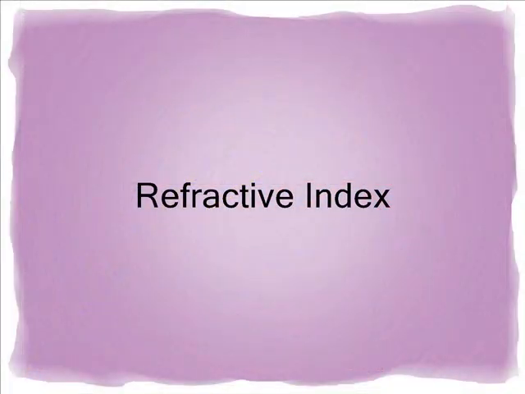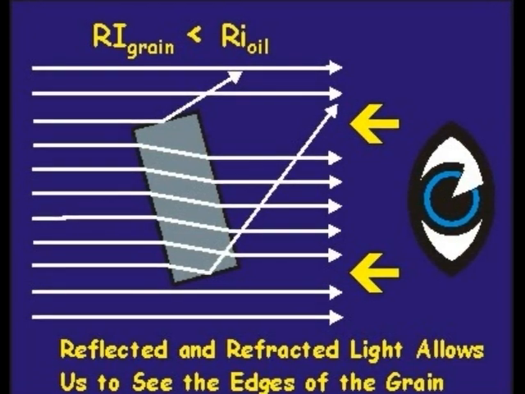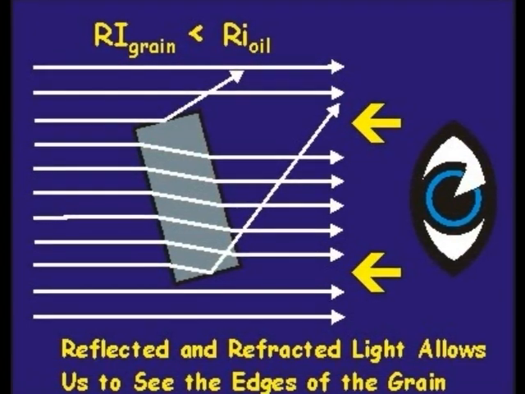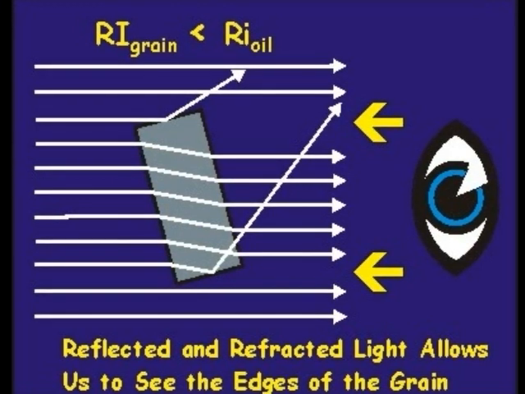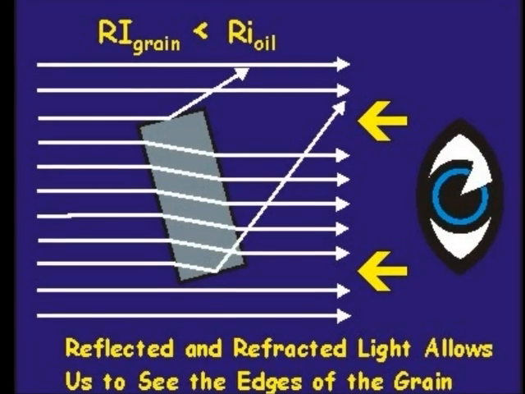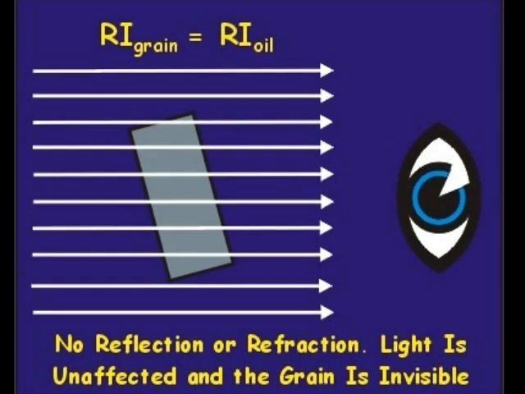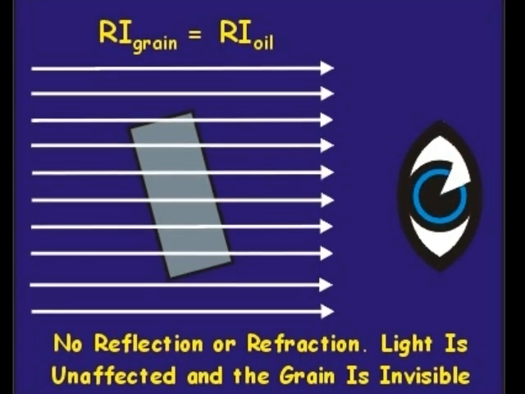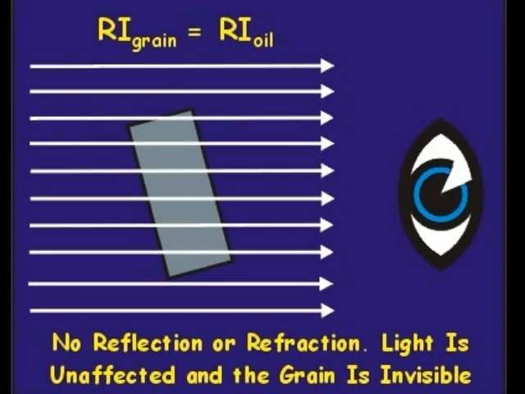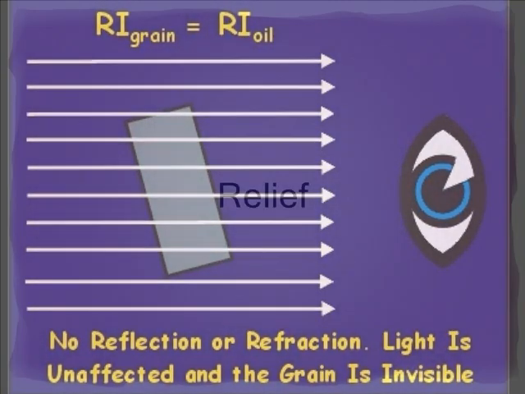Refractive index, or RI, is the ratio of the speed of light in a vacuum compared to the speed of light in another medium. If the refractive index of a grain, for example, is less than the refractive index of a mounting medium, then it is reflected and refracted. The light from a compound light microscope will allow a viewer to see the edges of the grain. If the refractive index of the grain is equal to the refractive index of the mounting media, then there is no reflection or refraction. The light is unaffected and the grain is seen as invisible under a microscope.